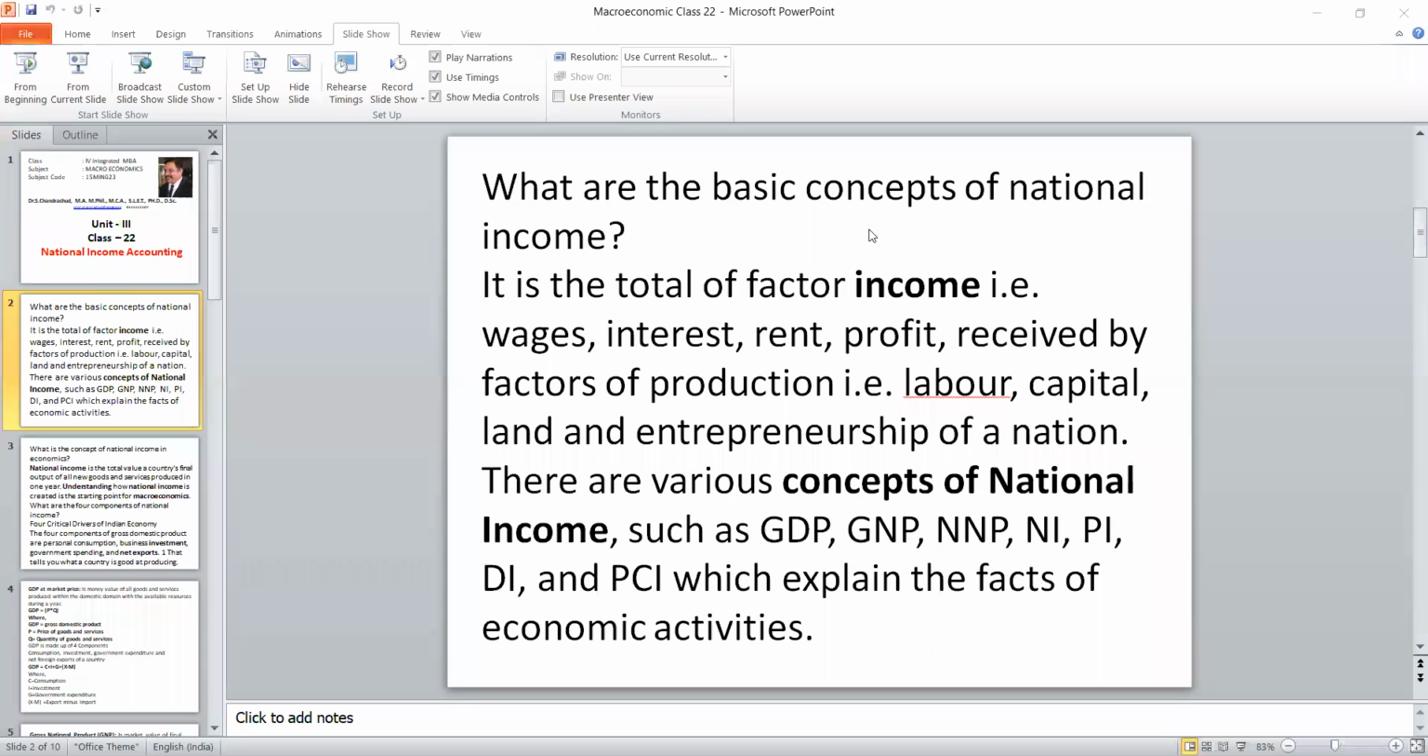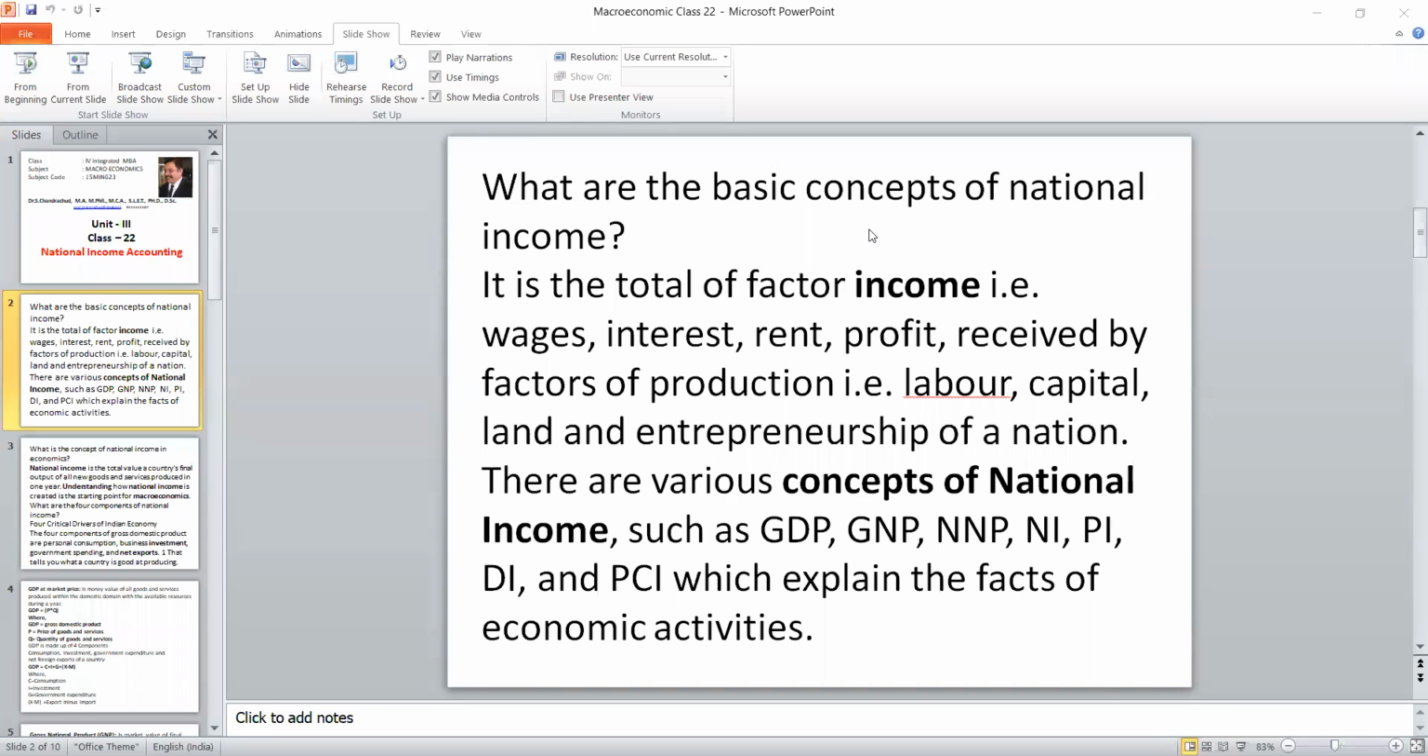Let me expand each of them. GDP means gross domestic product. Then what is GNP? Gross national product. Then the third one, NNP, net national product. And the fourth one is NI. Here there are 2 national incomes: one is national income at factor cost, and the second one is national income at market price. Then the fifth one is PI, personal income. Then the 6th one is DI, disposable personal income, and finally PCI, per capita income. So these are the 7 elements of national income accounting.